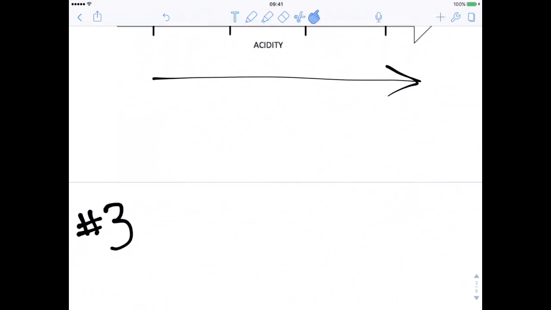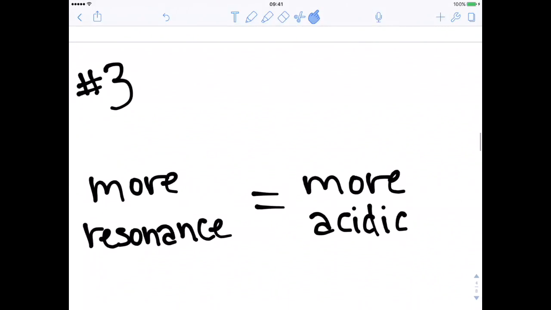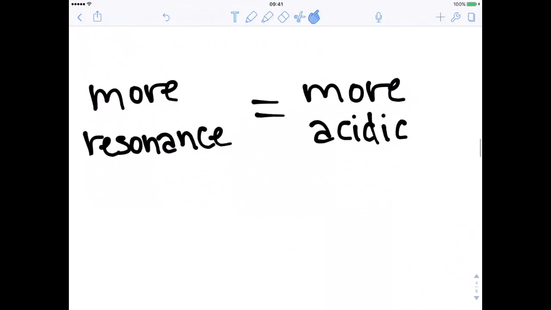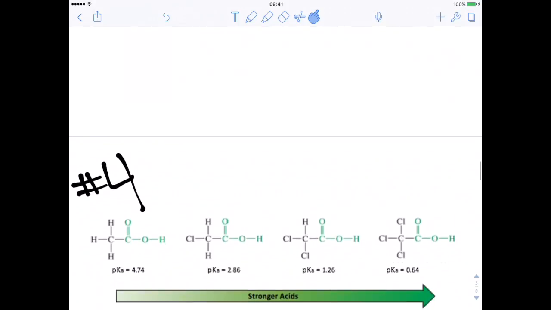The third rule being that as the number of resonance structures increases for A, so does the acidity of HA. Simply put, if a molecule has more resonance structures than another, it will be more acidic. And if you're still struggling with the concept of resonance structures, you can definitely check out one of our older videos.